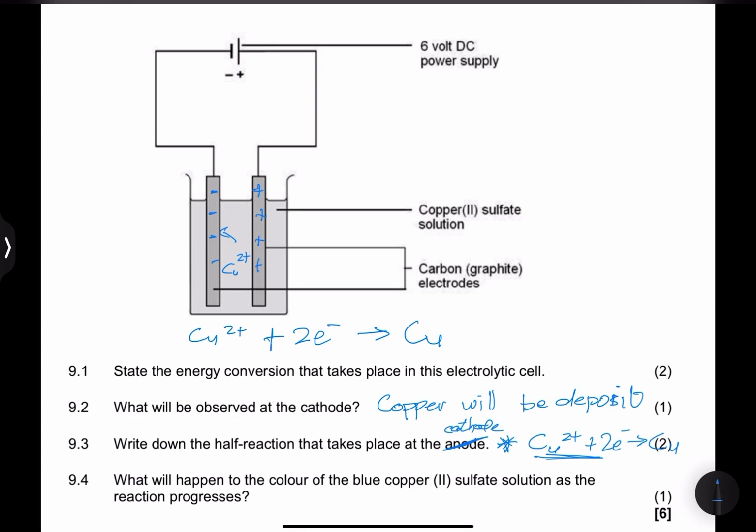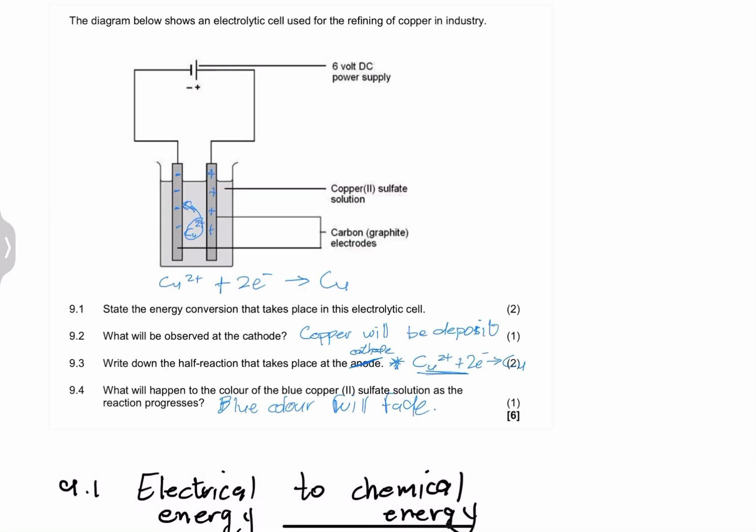Now they say to us, what will happen to the color of the blue copper sulfate solution? Now copper 2 plus ions are usually blue in color. But remember what's going to happen: more of them are actually taken away. They undergo reduction. So in this case, because you keep taking them away, the blue color will fade away. So the blue color will fade. Okay, and ladies and gents, that's essentially it.